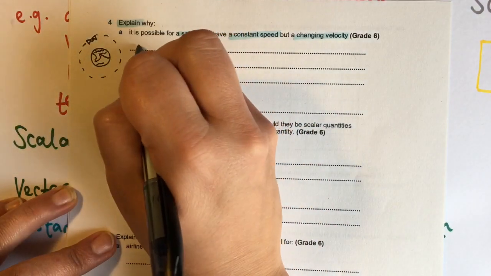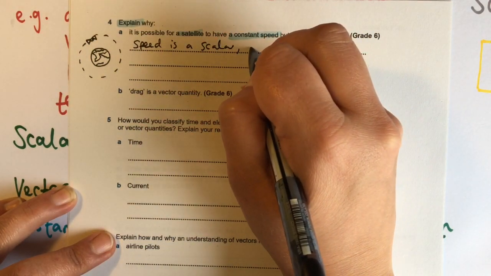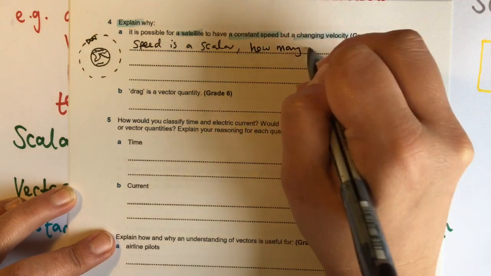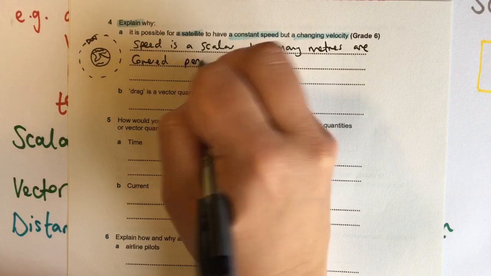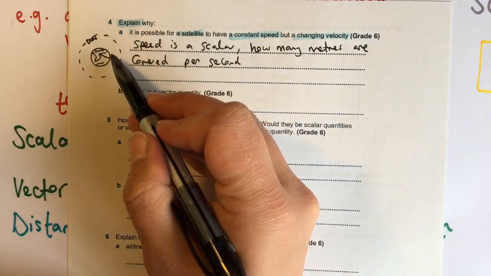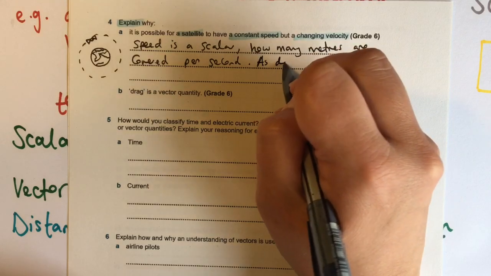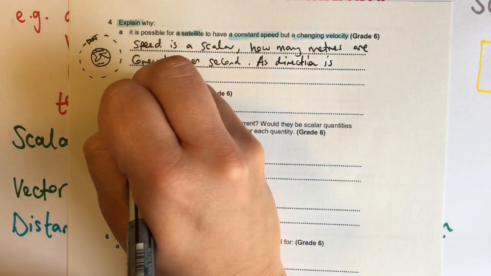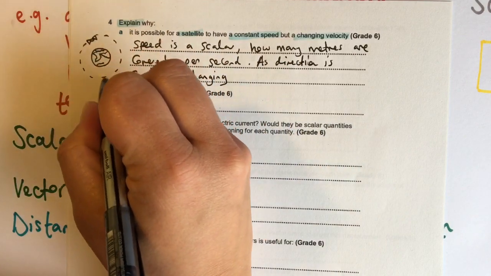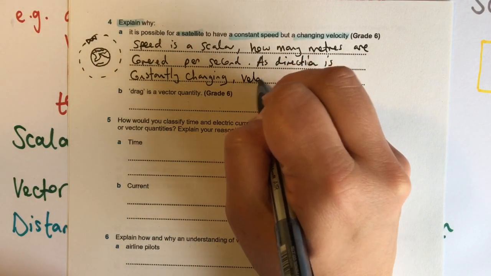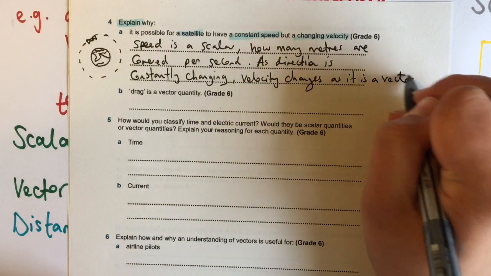So therefore, the speed is a scalar, and it is basically how many meters are covered per second. So if it's covering the same number of meters per second, then the speed will be constant. But as the direction is constantly changing, because it's travelling in a circle, then velocity changes as it is a vector.